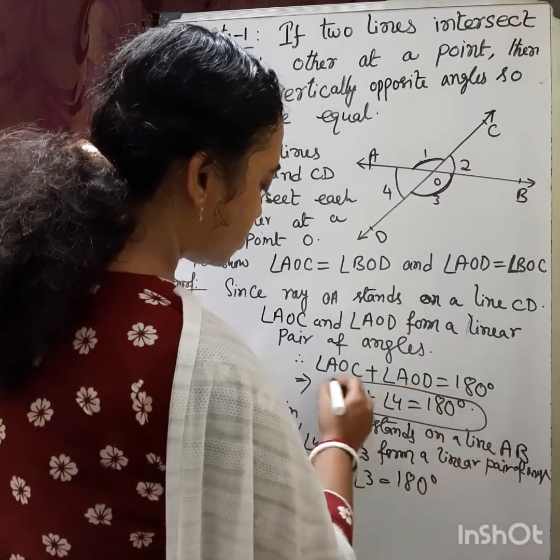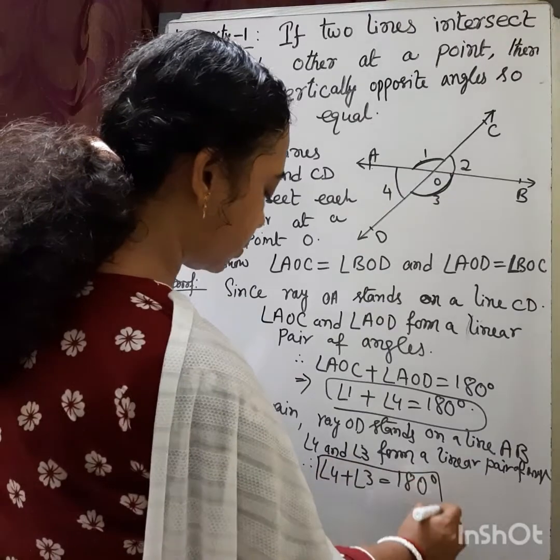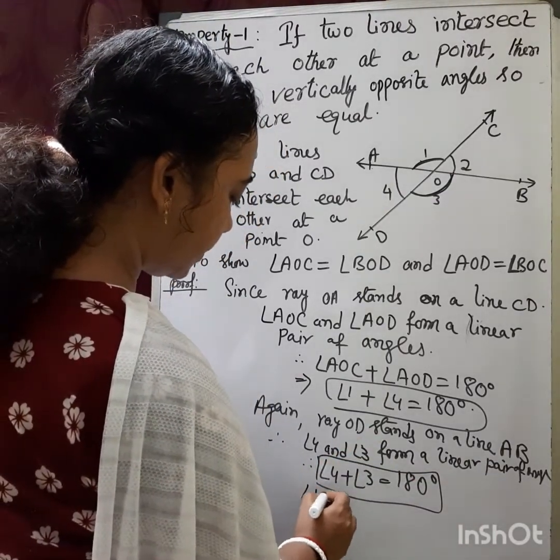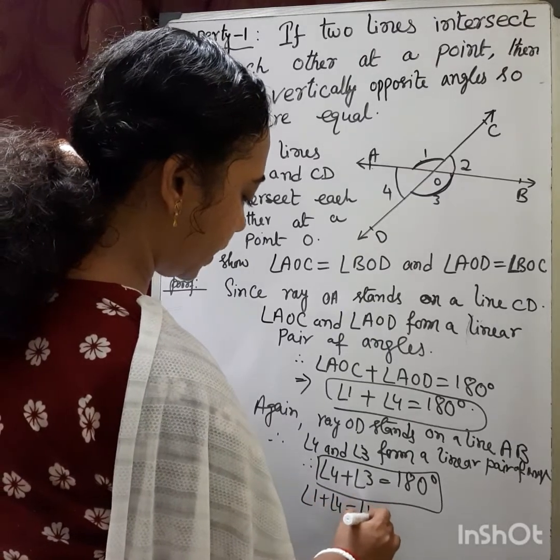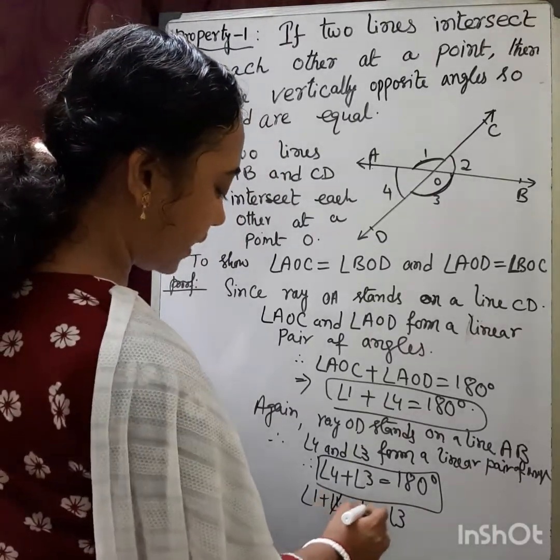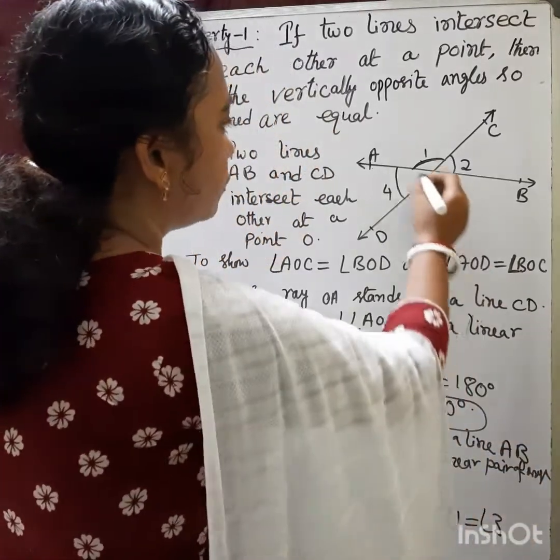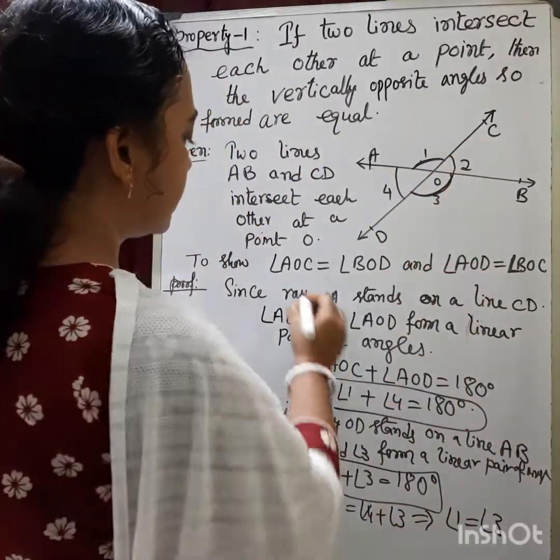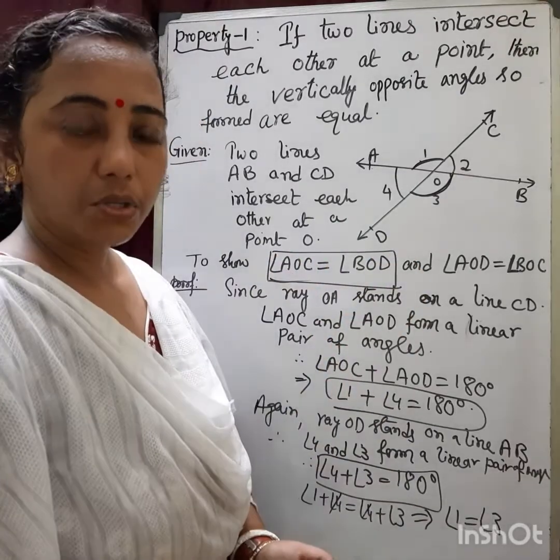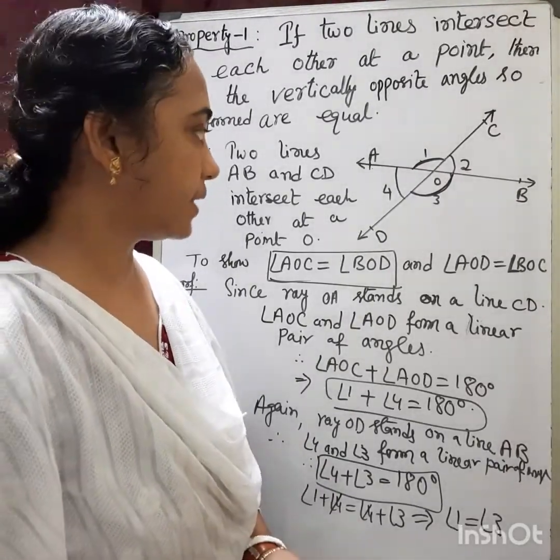Now if we compare these two equations, that is angle 1 plus angle 4 is equal to 180 degree and angle 4 plus angle 3 is equal to 180 degree, we can write angle 1 plus angle 4 is equal to angle 4 plus angle 3. On both the sides angle 4 is common, so if we cancel them, this implies angle 1 is equal to angle 3. Angle 1 means angle AOC, that is angle AOC is equal to angle BOD. So here angle 1 is equal to angle 3, which shows that a pair of vertically opposite angles are equal.